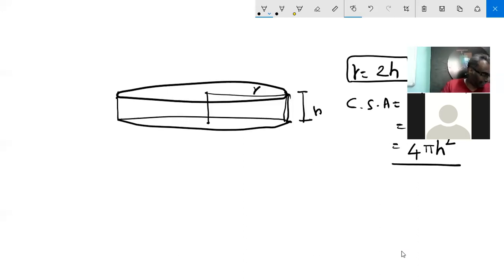Okay. Now, base area it's asking. What is the base area? The area of a circle is equal to pi r square, sir. pi r square. Okay.